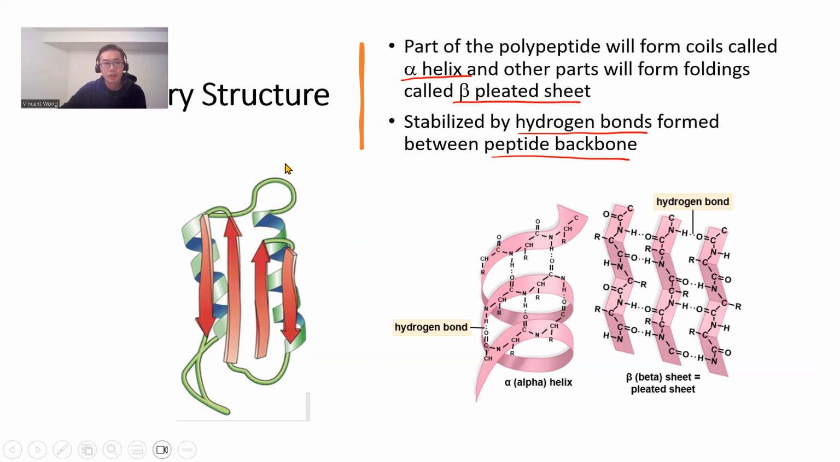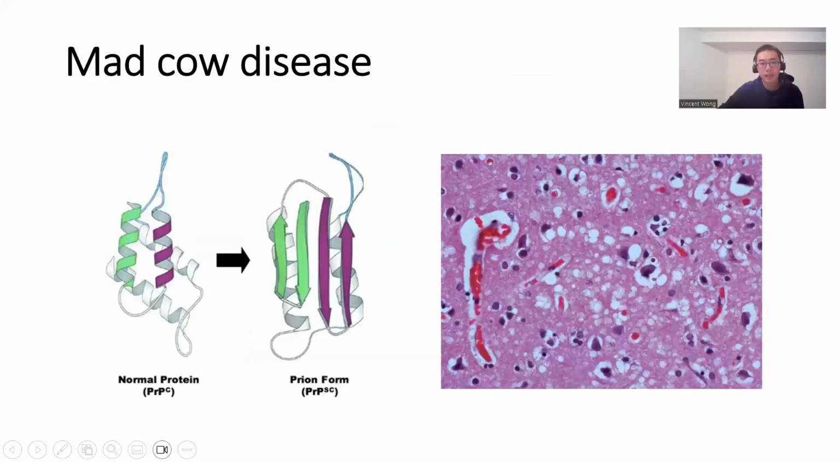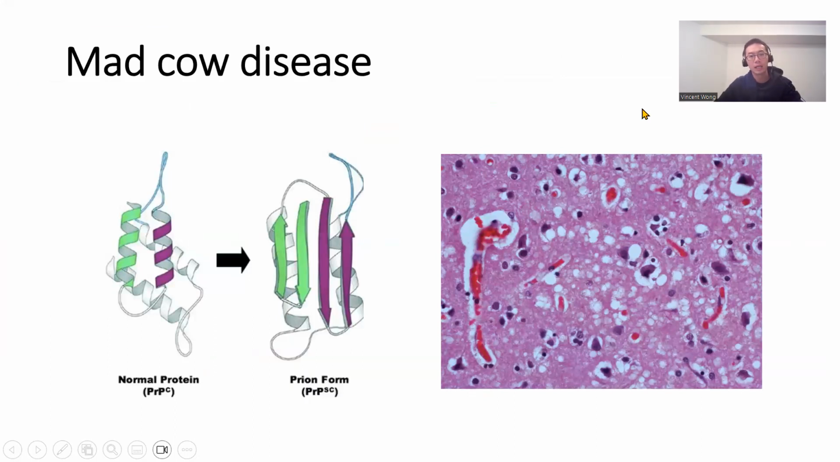Moving on to tertiary structure. So in tertiary structure, oh, sorry, let's backtrack a little bit first, okay? Mad cow disease. Does anybody know what mad cow disease is? How does someone get mad cow disease? Anybody? Is it a virus infection? Okay, virus infection. Okay, good try. Anyone else? Have you guys heard of mad cow disease at all?